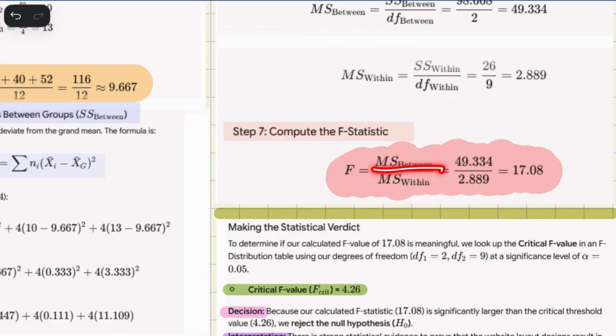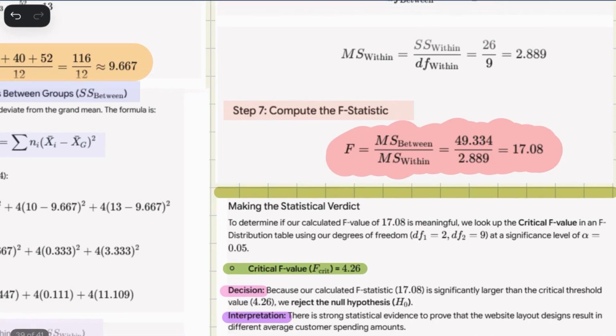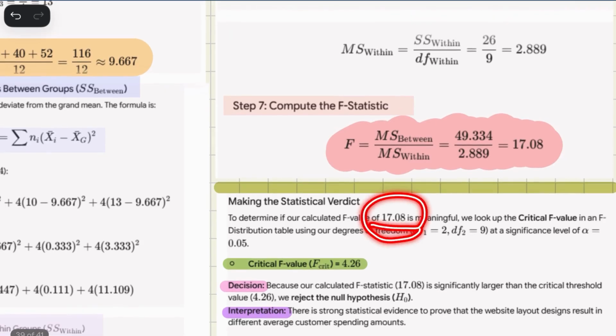So mean square between divided by mean square within gives us the value of 17.08. To finish our exam question, you would compare this 17.08 to the critical value in our distribution, the distribution table of the F statistic. You will see the degrees of freedom 2 and 9 at the significance level 0.05.